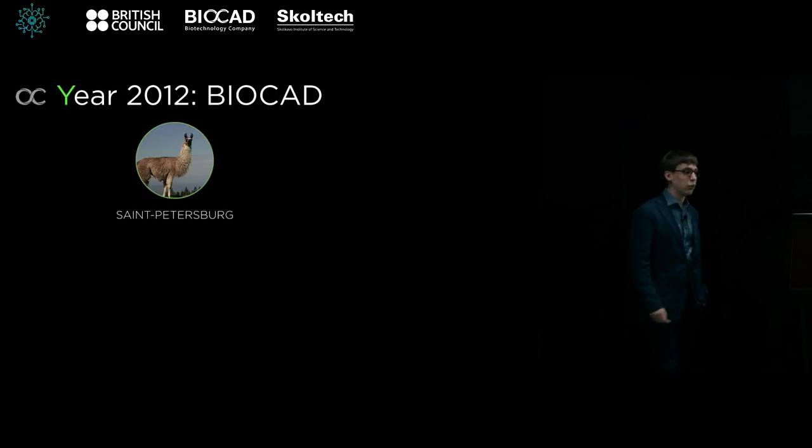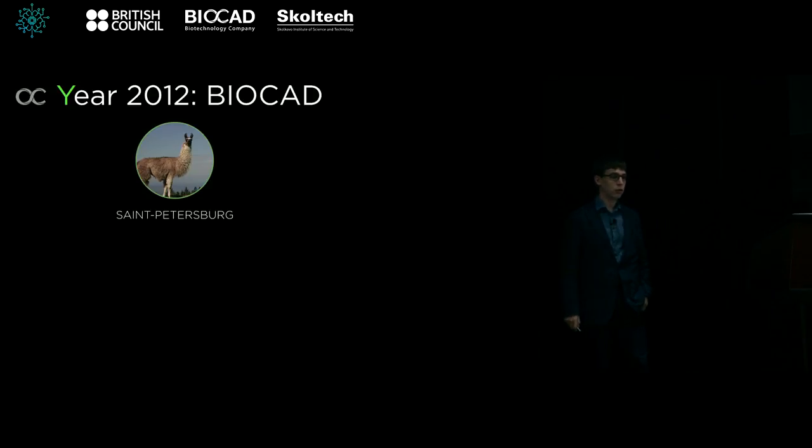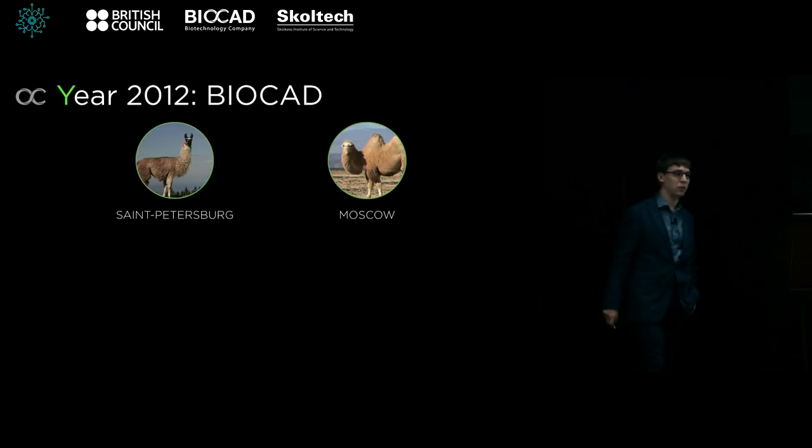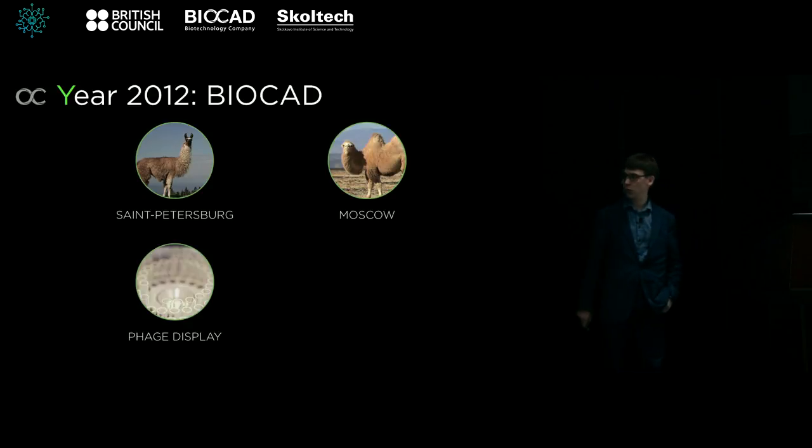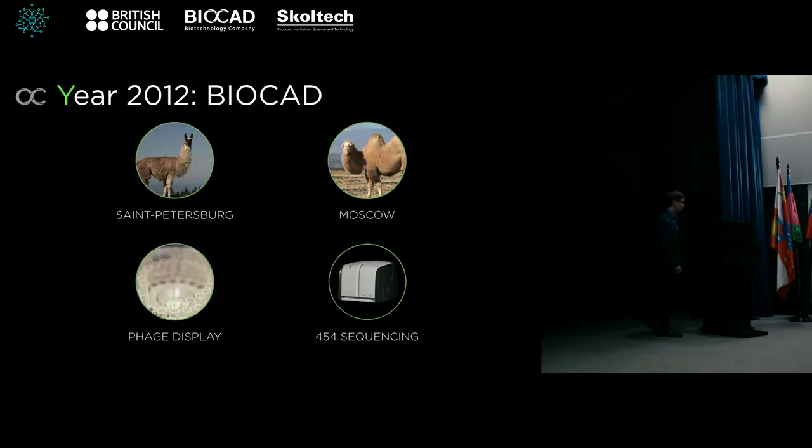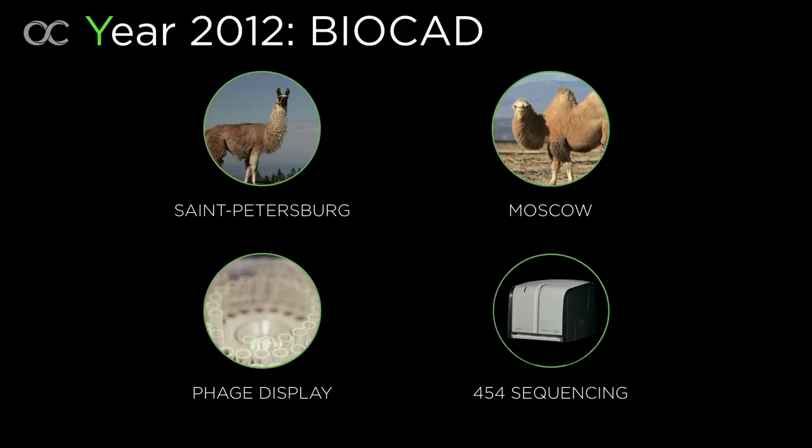But what did we have in 2012? It was a couple of very unhappy llamas in the north of St. Petersburg and a female camel in a forest near Moscow that we used for immunization, a high-throughput phage display technology, and an old 454 sequencer that raised doubts even when buying. We wanted to use all of this to create a classical antibody research pipeline: immunize animals, find some leads, characterize them, and then produce.